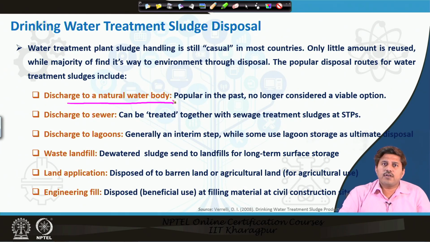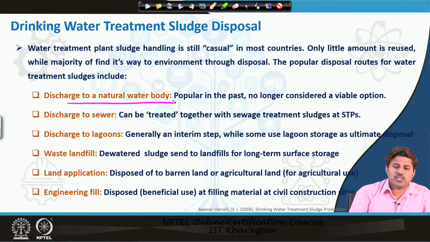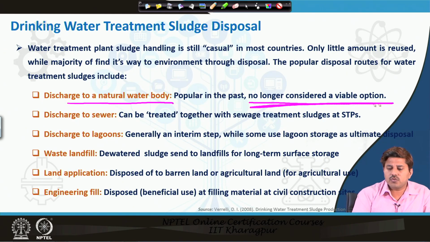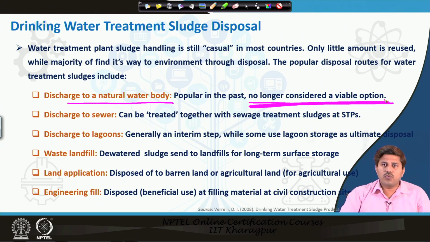Earlier, even the water treatment plants in the United States also used to discharge the sludge directly to natural water bodies like rivers. But environmental regulations have become quite strong now, and this is no longer considered a viable option, because it will create a lot of problems in the river body in which it is disposed of.